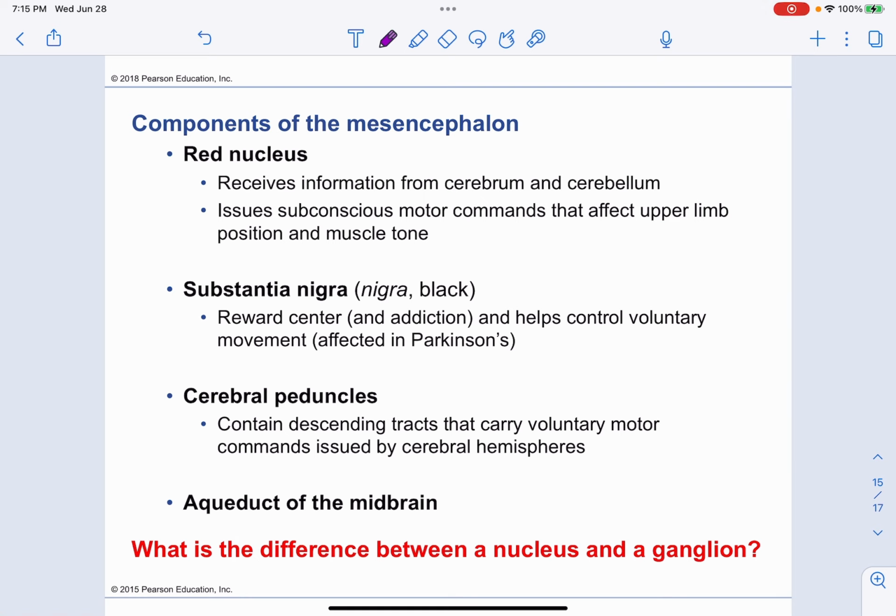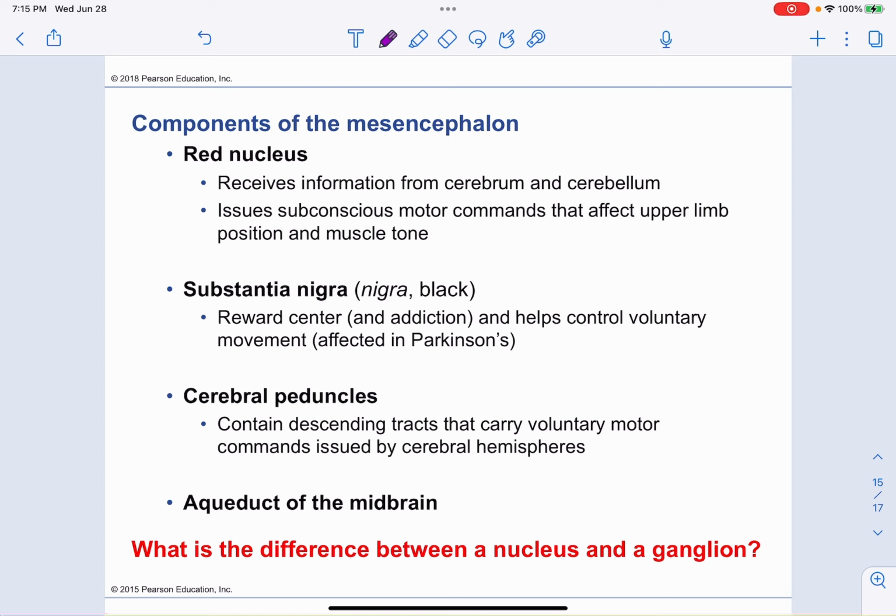But this area is also there to help you control voluntary movement. So if we're looking at voluntary movement, right? It smooths out these movements. You can see, like with a patient with Parkinson's, they have a failure to have smooth movements, right? That's Parkinson's. You start to get tremors. You can't control the skeletal muscle movements anymore. That's what's happening in the substantia nigra.